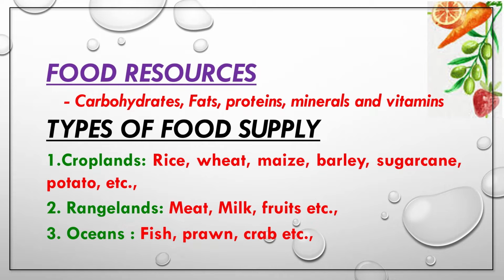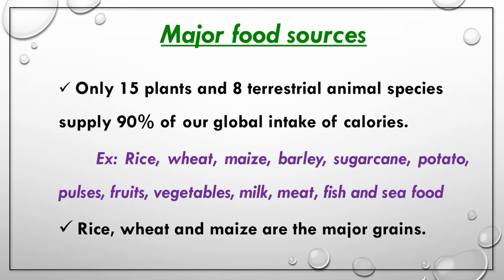The third one is from the oceans. Oceanic fisheries supply about 7% of the world's food. They are fish, prawn, crabs and so on. More than thousands of edible plants and animals are provided on the earth, but only 15 plants and 8 terrestrial animal species supply 90% of our global intake of calories.